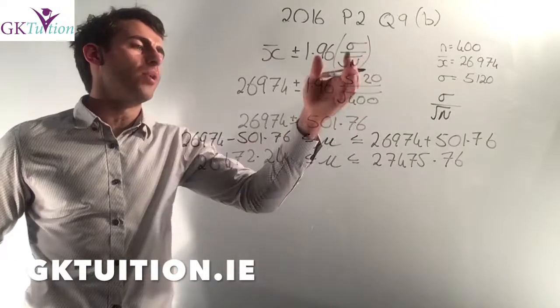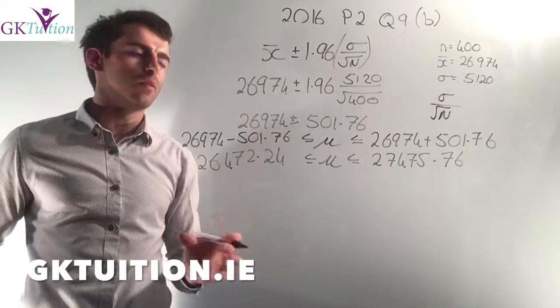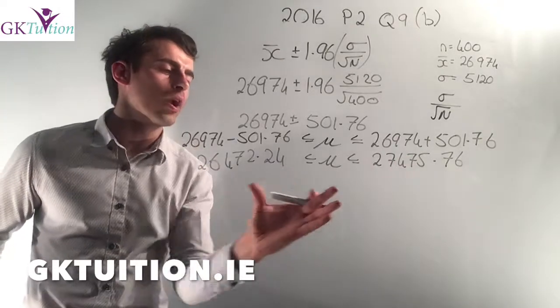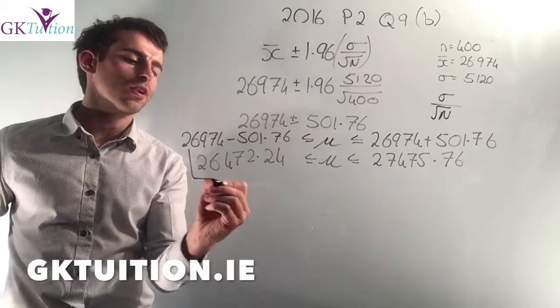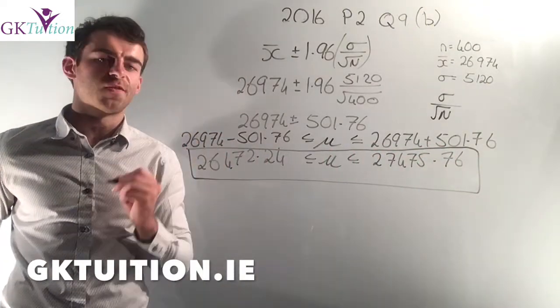So the result of my sample actually just acts as a guideline, and then I know the actual mean of the population is somewhere in this region. So my final answer, my 95% confidence interval in this case, is this figure here.